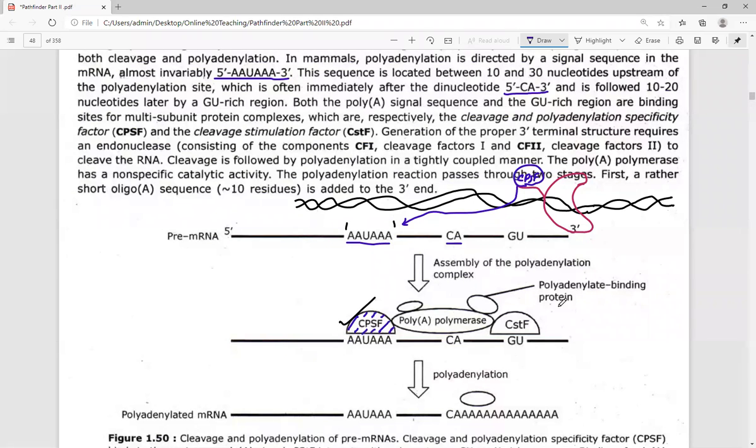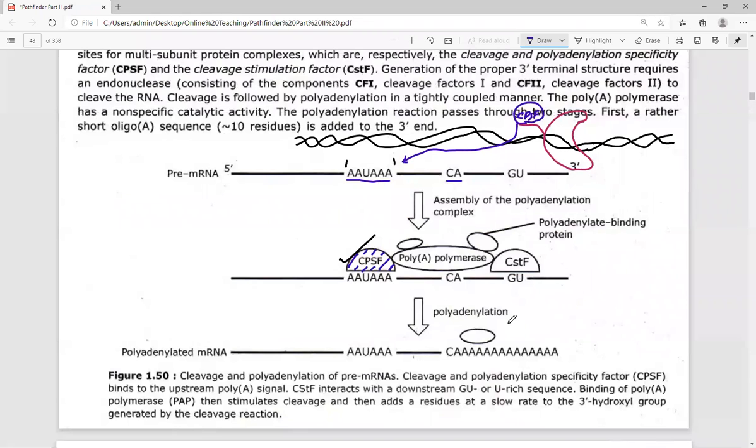Here, poly A polymerase will bind, and then there are cleavage factors involved. These cleavage factors will act and cleave the RNA in between the cytosine and the adenine. Here, the cleavage has taken place. Now, it is this site which provides the 3' end for the activity of poly A polymerase. This is poly A polymerase.